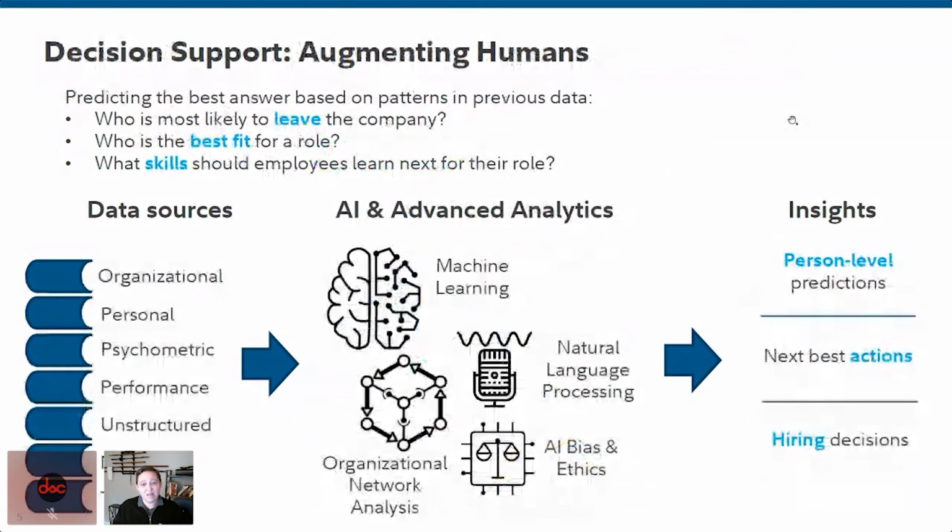The second type, again, goes back to the machine learning type of analysis. This is decision support. There are some types of AI that are trying to replace humans, basically taking humans out of the loop. Here in people analytics, we find a lot of AI in terms of augmenting humans. So for example, before we were talking about what are the factors that might make somebody leave the company. Here we're talking about who would leave the company.